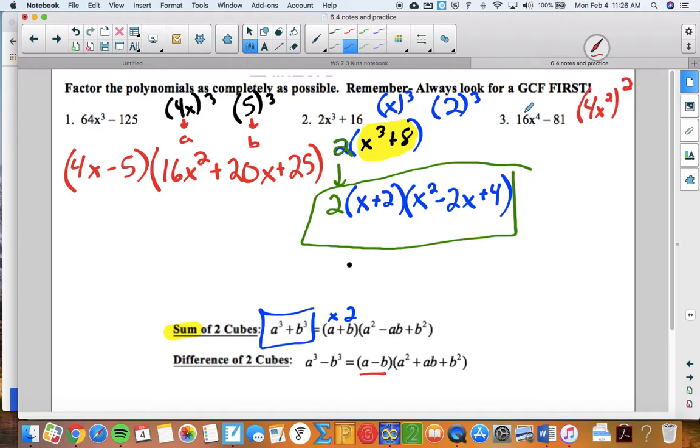equals 16x to the fourth. And I can square a 9 to become 81. So in other words, both of these terms are square rootable, and the square roots are 4x squared and 9. Now when it's the difference of squares, remember we add the square roots and we subtract the square roots. Check it out, if you FOIL this back together, you get what we started with.